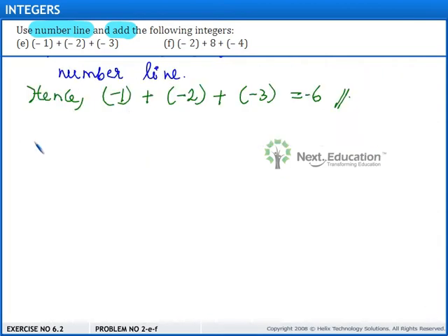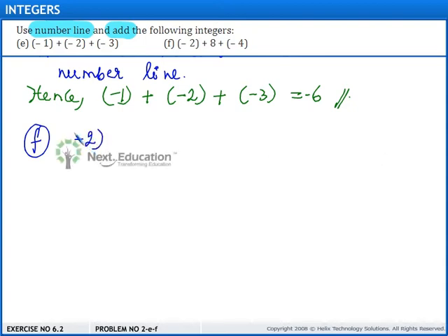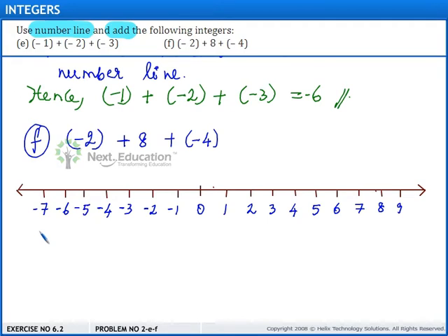Next, let us consider the part F. Here we have -2 plus 8 plus of -4. Let us consider the number line.